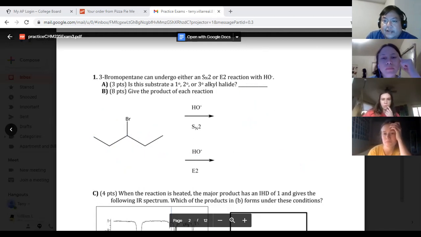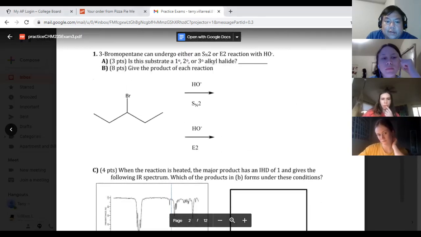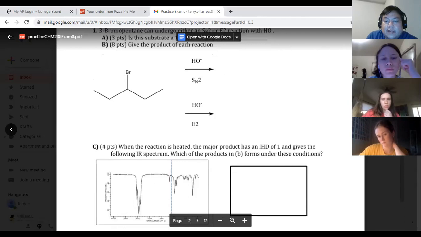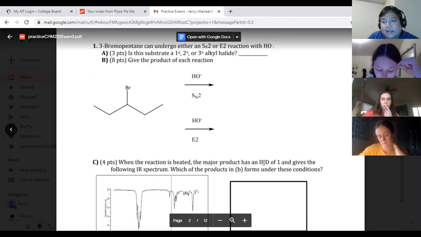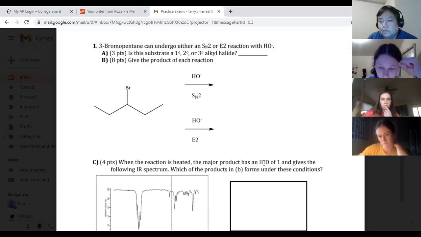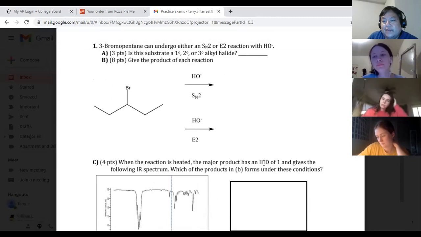Okay, so then part C for this is, it says, when the reaction is heated, the major product has an IHD. And what does IHD stand for, or what does it mean? Degrees of saturation. Yep, this is the index of hydrogen deficiency. So Morgan, I don't think you were here yesterday, but IHD is the same as degrees of unsaturation. So if you remember, for every one of those, that's a double bond or a ring.